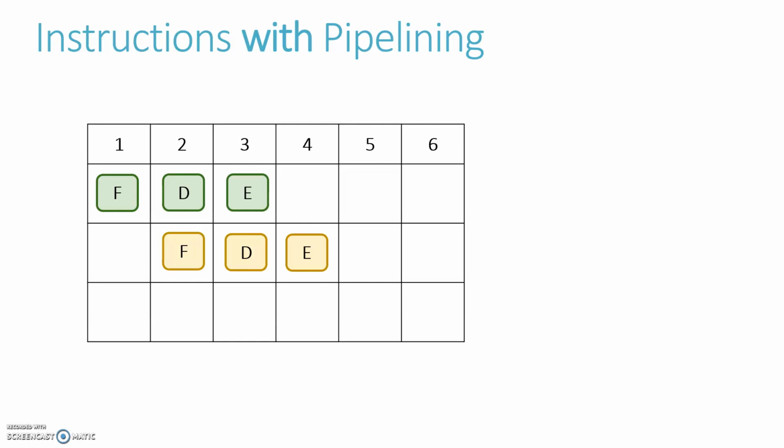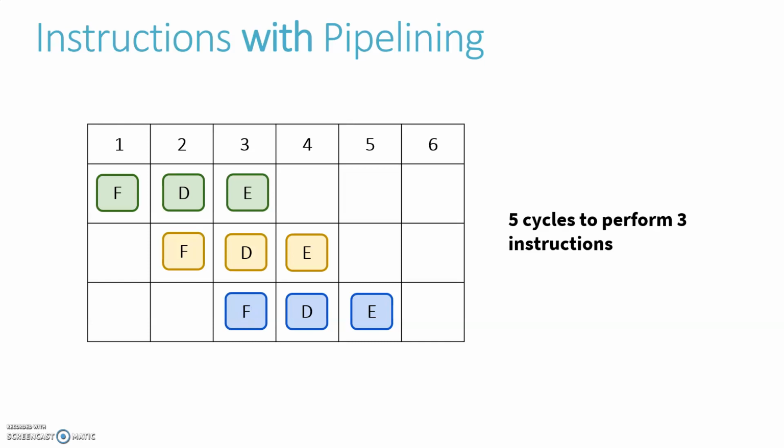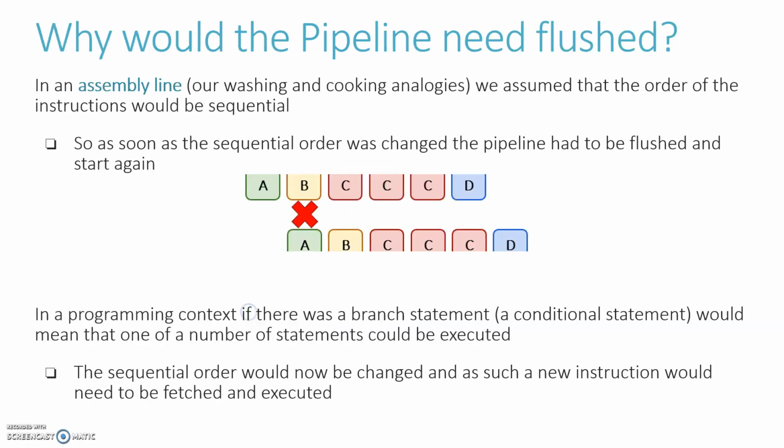The control unit then starts doing the decoding for the second instruction, so the ALU can do the executing, and so on and so forth. So we can actually complete 3 instructions in the lesser time of 5 cycles. So that's how pipelining can increase our throughput and improve the efficiency of our computer system.